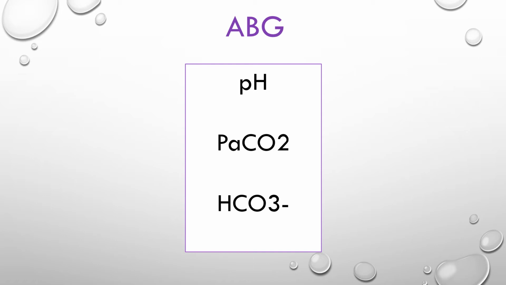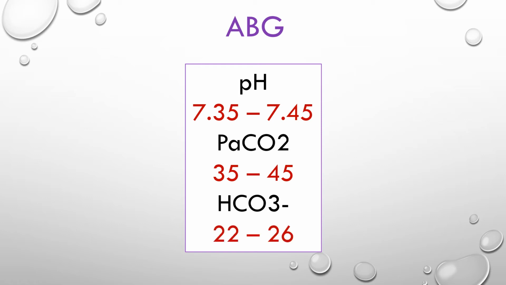Now, coming to the normal values of these three parameters, the normal value of pH is between 7.35 to 7.45, and the normal value for PaCO2, that is partial pressure of carbon dioxide in the arterial blood, ranges between 35 to 45 millimeter of mercury, and the normal bicarbonate level is between 22 to 26 milliequivalents per liter.